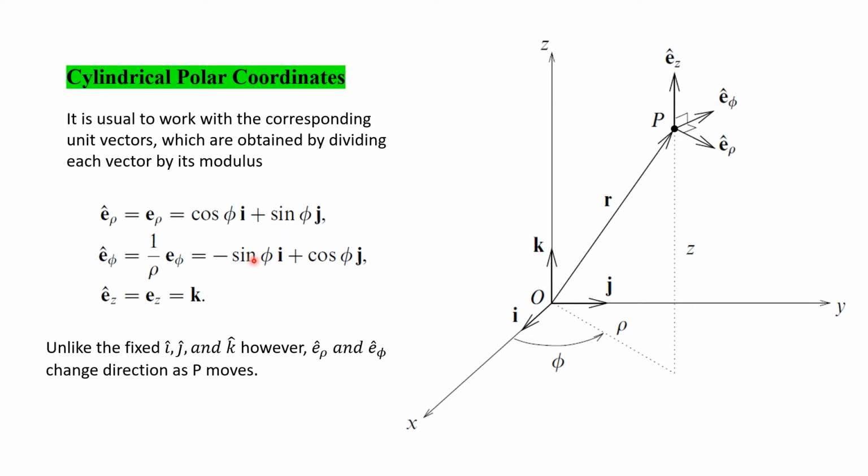However, unlike the fixed vectors i, j and k, as you can see here, your i, j and k are fixed. The unit vectors e rho hat, e phi hat, and your ez hat are not fixed. That is, they change in direction as P moves. So as you can see here, as P moves around in your coordinate axis, your e rho, your e phi, and your ez also move, compared to your i, j and k, which are fixed in these directions here.